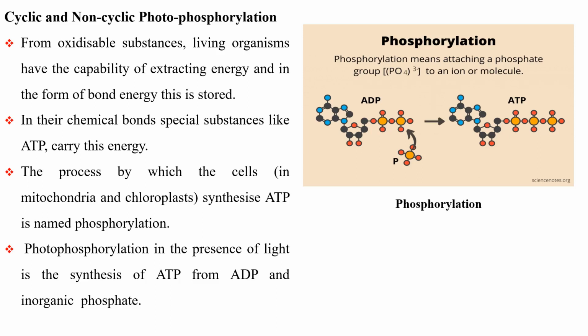From oxidizable substances, living organisms have the capability of extracting energy, and this is stored in the form of bond energy. Special substances like ATP carry this energy in their chemical bonds. The process by which the cells synthesize ATP is named phosphorylation. Photophosphorylation, in the presence of light, is the synthesis of ATP from ADP and inorganic phosphate.